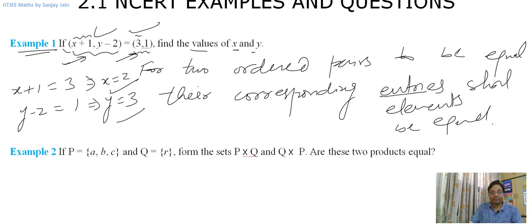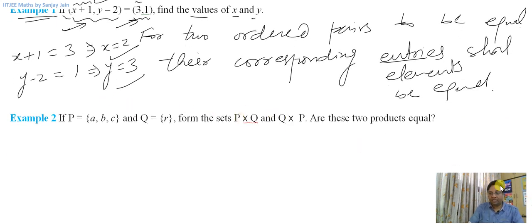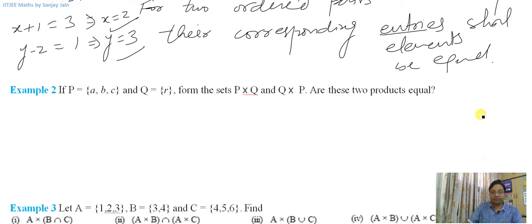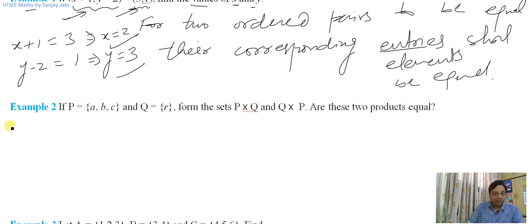Now in this I need to take Cartesian products of these two sets. First is P into Q. So when I take the Cartesian product of P and Q, I need to take care that the first entry of the ordered pair comes from this first set here, and the second entry comes from this. So how many such ordered pairs can I form? And I'll have to write it here.